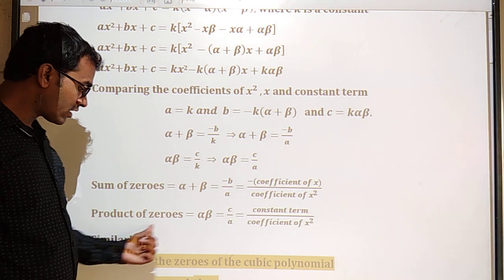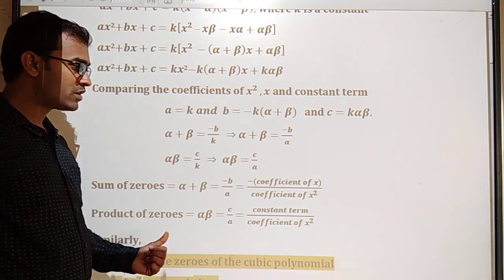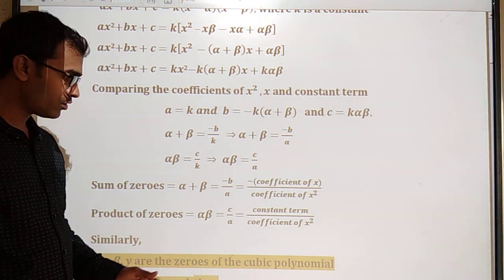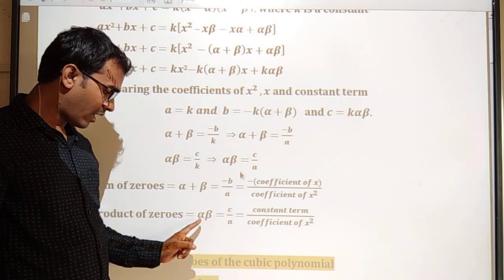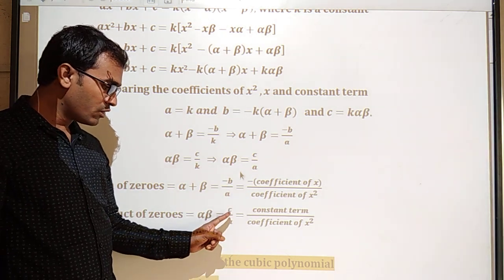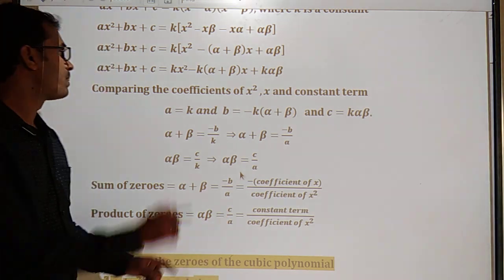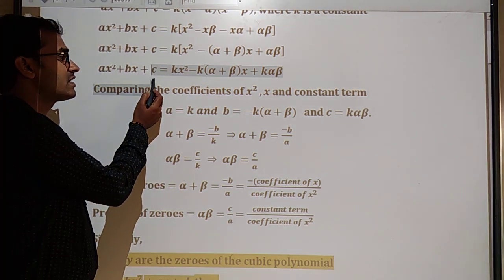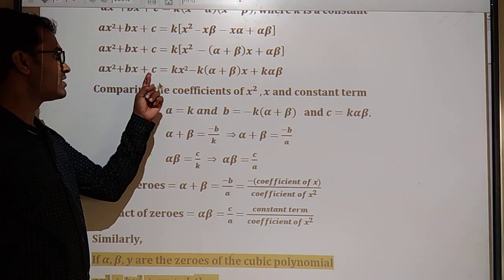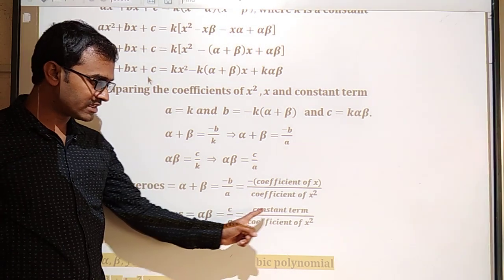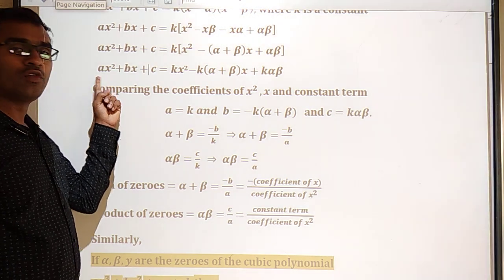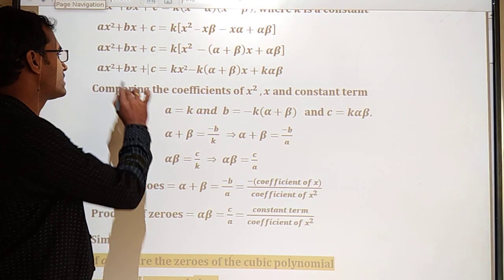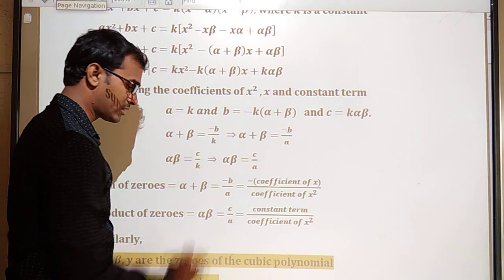Next, product of zeros equal to alpha into beta equal to c upon a. What is c in the quadratic polynomial? c is nothing but the constant term. c means the constant term divided by a, and a is nothing but the coefficient of x square.